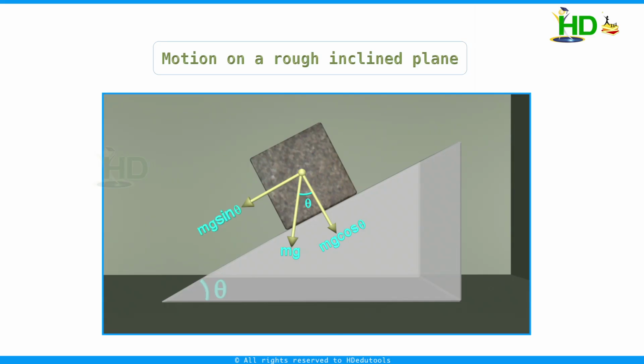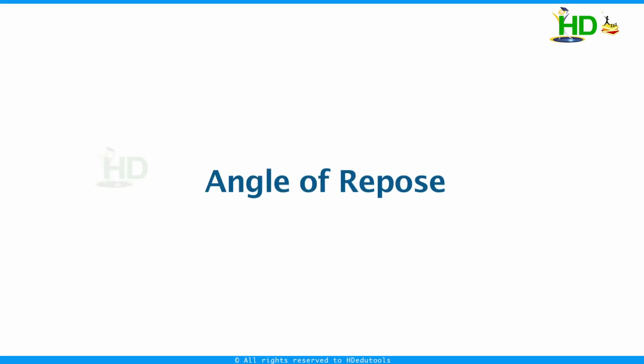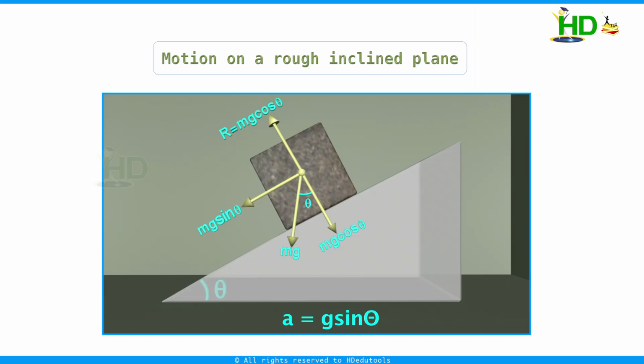The normal reaction acting on the mass is opposite to this, which is nothing but mg cos theta. The component mg sin theta is parallel to the surface, and this is the component which helps the body to move down. If there is no friction, simply we can say the body can slide with the force mg sin theta and the acceleration is g sin theta. If the surface is rough, the frictional force is acting.